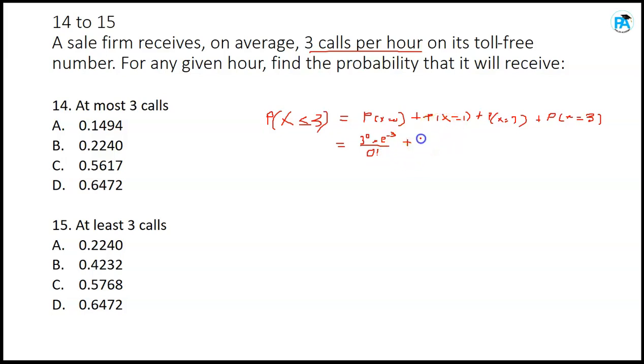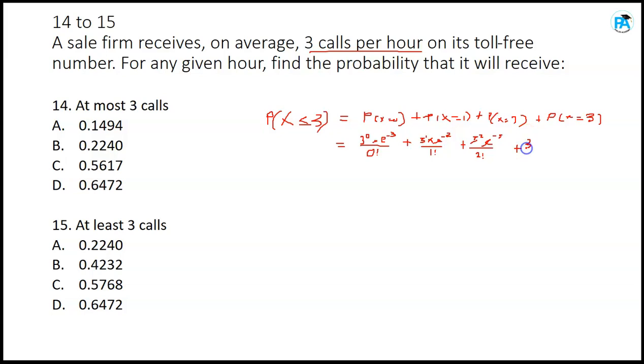this will be 3 exponent 1, mean exponent x, times e exponent negative 3, that's negative mean, all over 1 factorial. Then you go to the next one too, like that. Are you following? 3 exponent 2 times e exponent negative 3, sorry, negative mean, so negative 3, don't make that mistake, over 2 factorial.